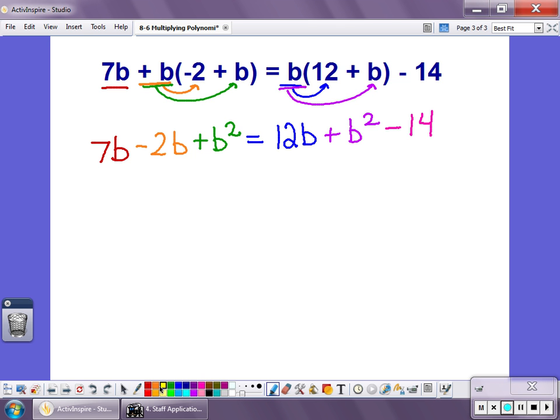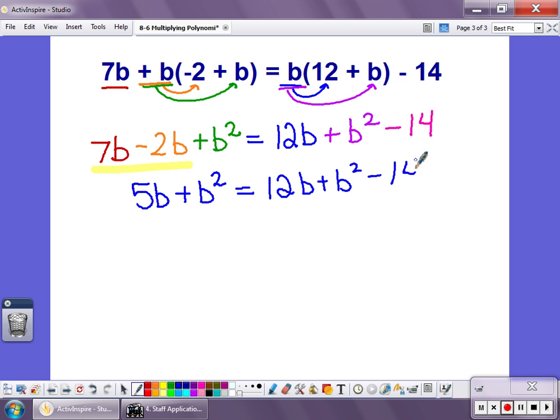So now I want to look at this. Before I solve anything or start moving my variables around, I want to see if this equation can be simplified in any way. And I notice that on this side I have 7b minus 2b, which I can simplify just to be 5b. So I've got 5b plus b squared equals 12b plus b squared minus 14.